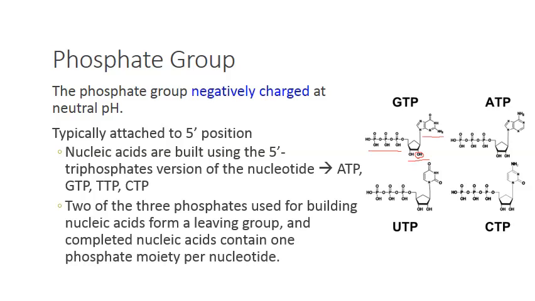When you're building the nucleic acids, 2 of the 3 phosphates form a leaving group, and the complete nucleic acid contains only 1 of those phosphates. So when we look more closely at DNA and RNA, you can see that the bonds that link the nucleotides together are phosphodiester bonds. So they just contain 1 of those phosphate groups.